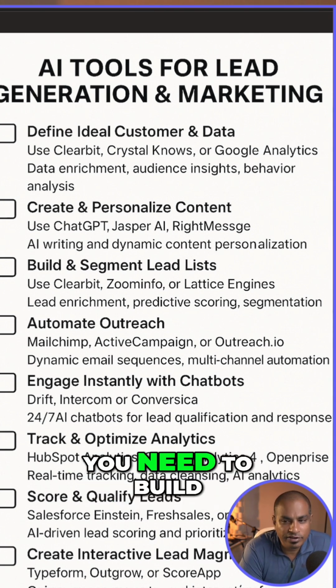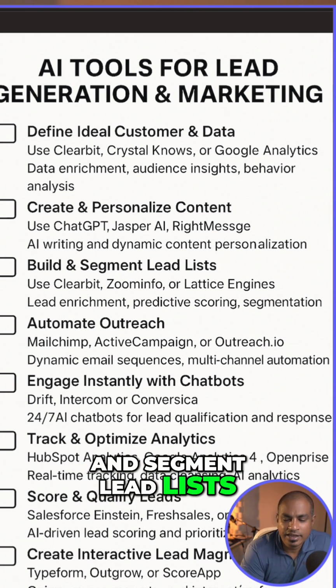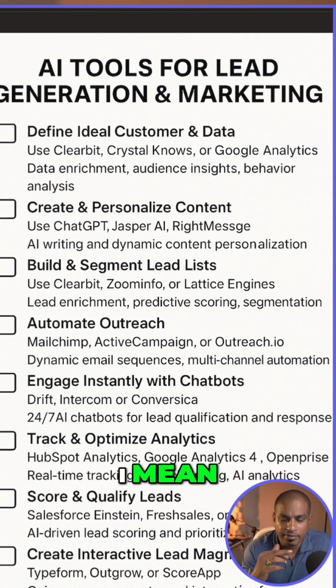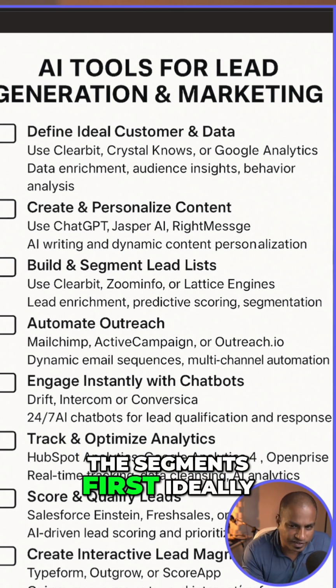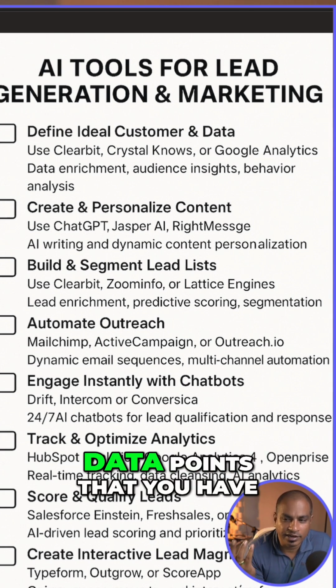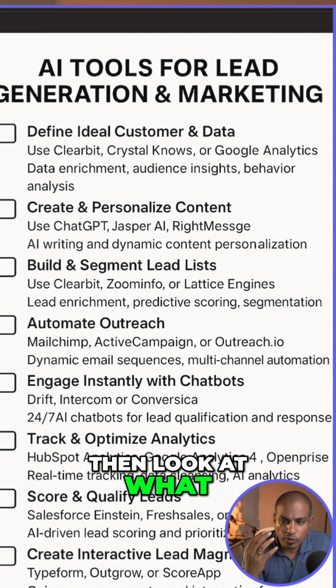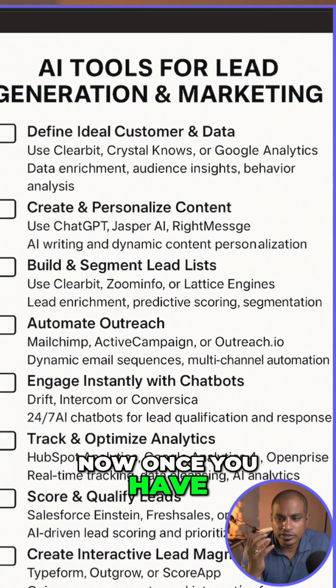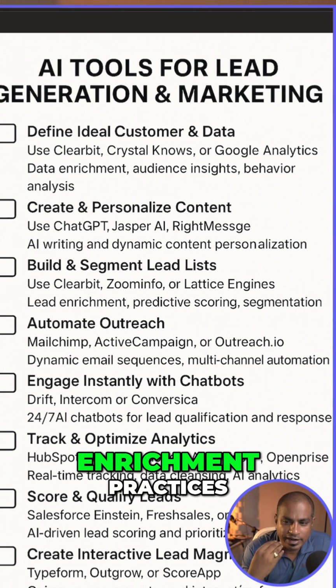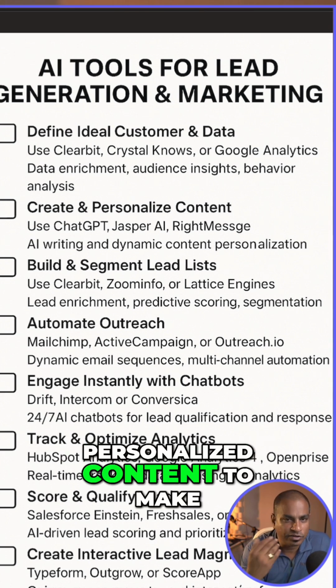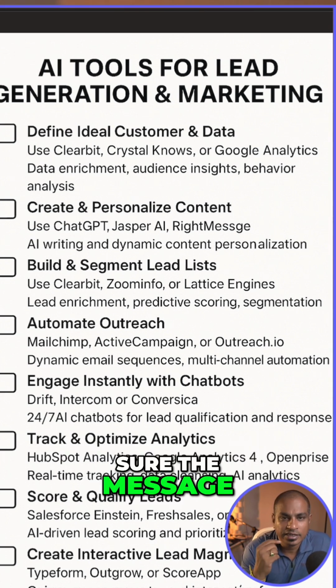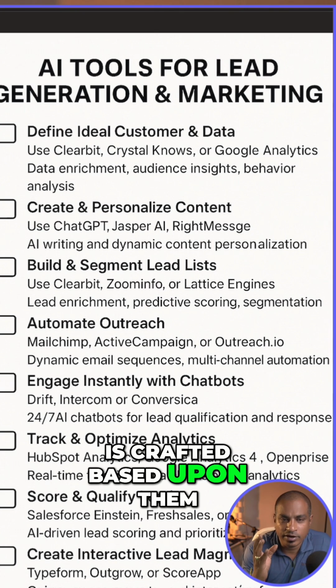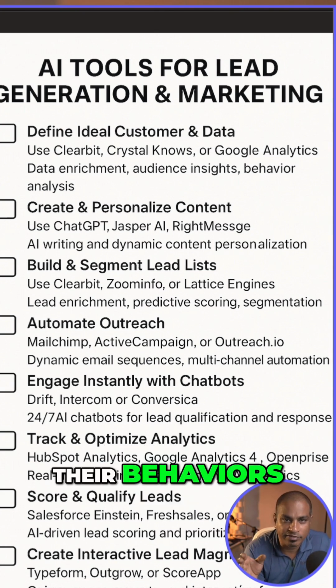Now, once that is done, you need to build and segment lead lists. Actually, these go hand in hand. You need to identify the segments first, ideally, using all the data points that you have. Then look at what segments of audiences you are willing to group them into. Once you have grouped them, you can use your enrichment practices and your personalized content to make sure the message is crafted based upon them, their data, their behaviors, etc.